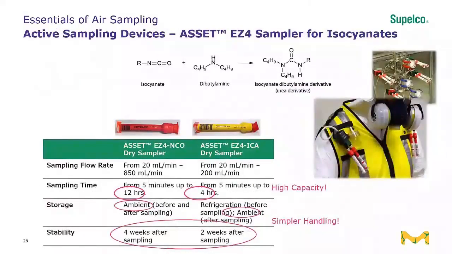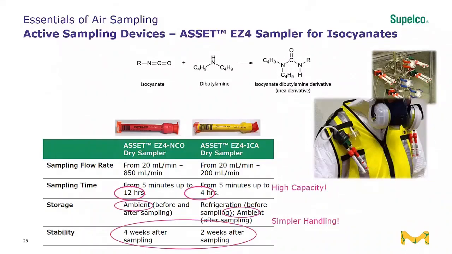In the previous slide, you were shown how isocyanates behave on a traditional 37 millimeter coated filter device versus the ASSET EZ4 sampler, which is a denuder and filter device. In the ASSET EZ4 samplers, we have two available. One is called the ASSET EZ4 NCO sampler, and the other is known as the EZ4 ICA sampler. They both contain dibutylamine as a derivatizing agent, but at different ratios.